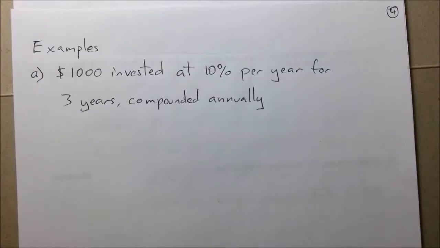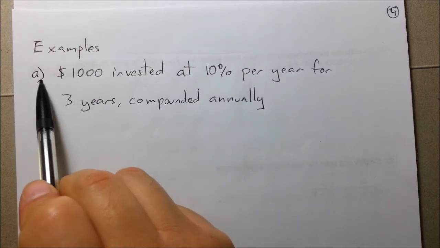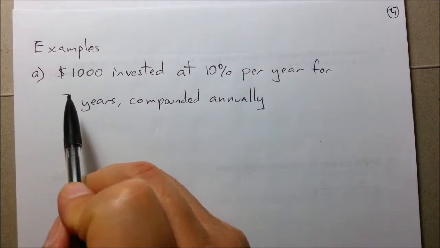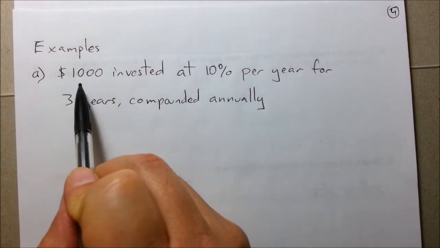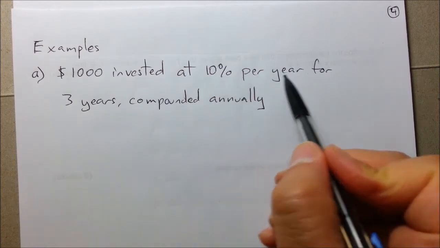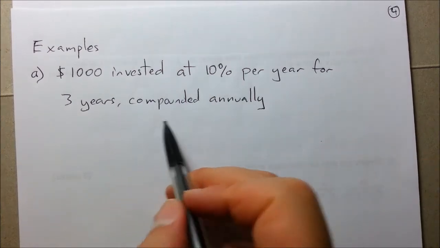Let's take a look at some examples of compound interest. Let's start with this one. Example 1A. $1,000 is invested at 10% per year for 3 years compounded annually.